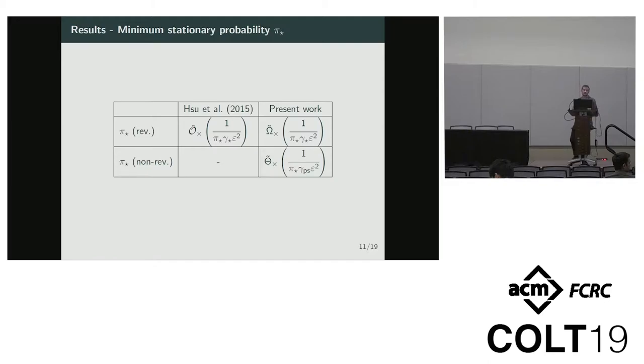We've closed the estimation problem of the minimum stationary probability, both in the reversible and non-reversible case. In the reversible case, the lower bound was open. We closed this, and so it's a theta-tilde, understood.